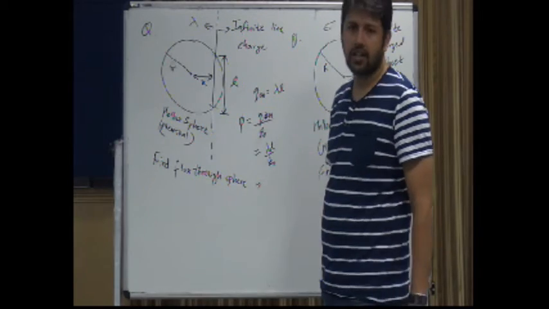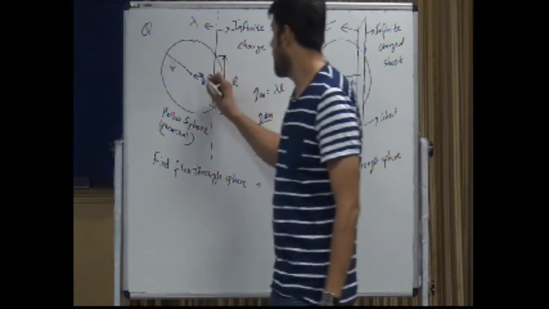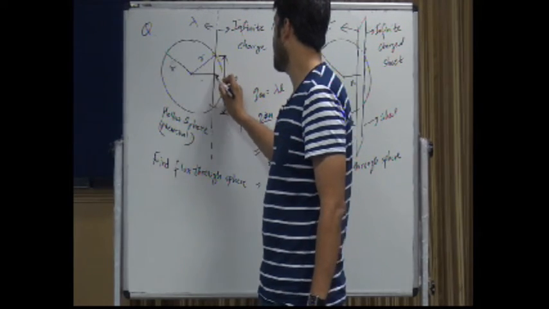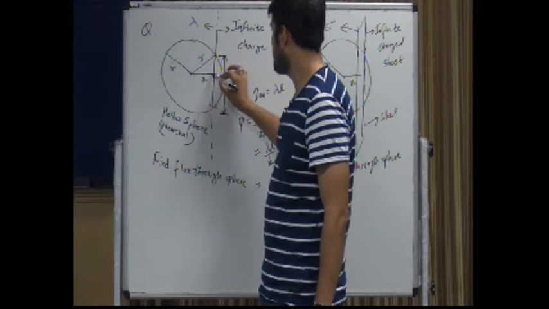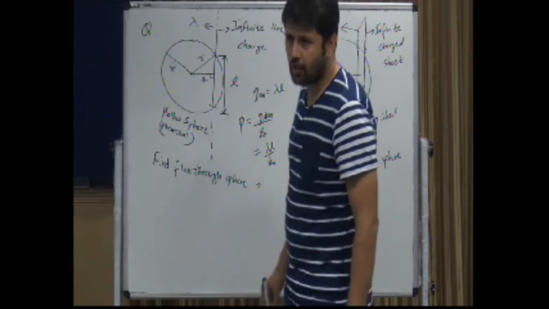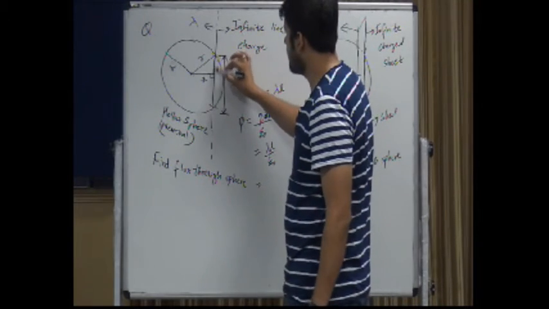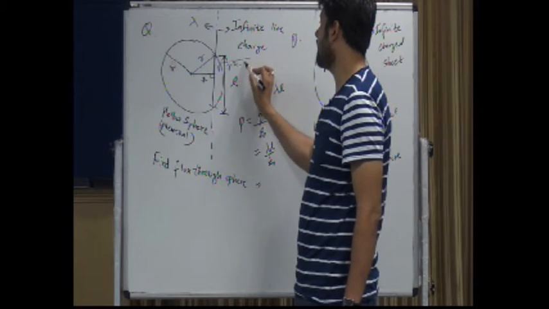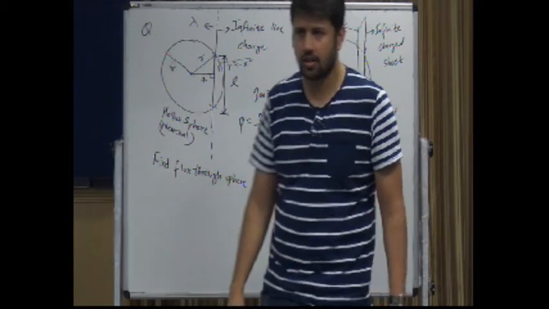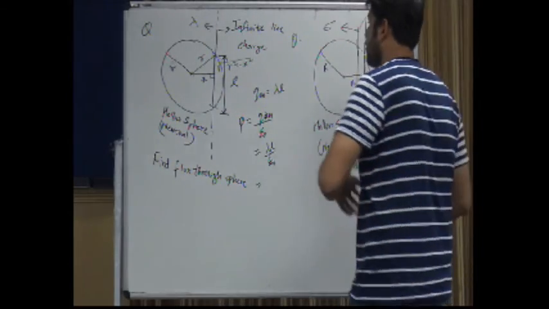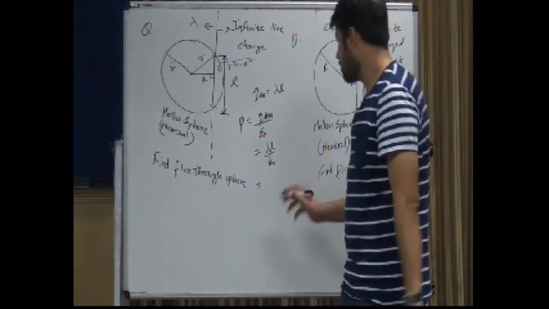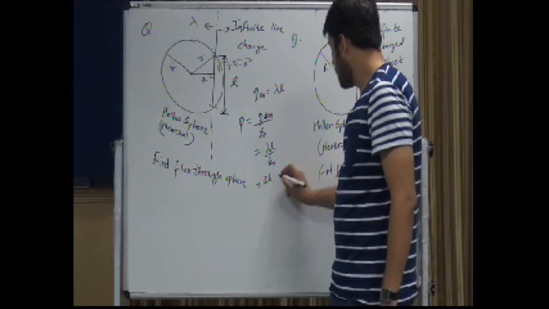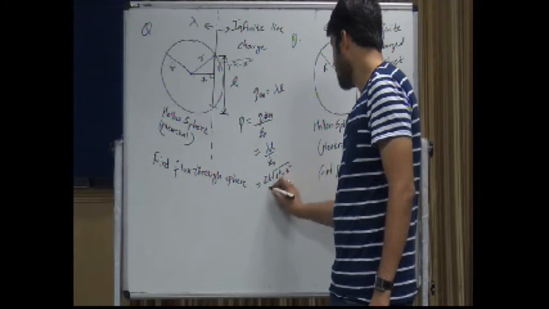Now how to find L? We didn't find L yet, but you know this would be R, this thing is X, and the angle is 90. You can find the length of the chord, it is a chord, right? So the length here would be under root R square minus X square, and the total length of the chord would be twice of this much. So the answer would be 2 lambda under root R square minus X square by epsilon naught.